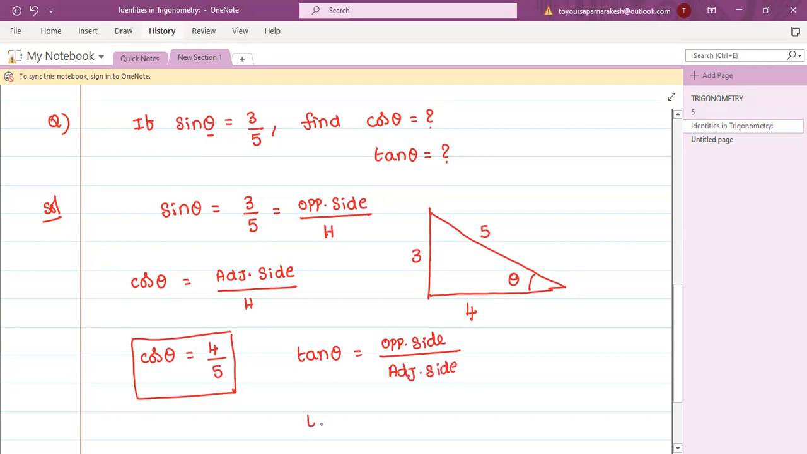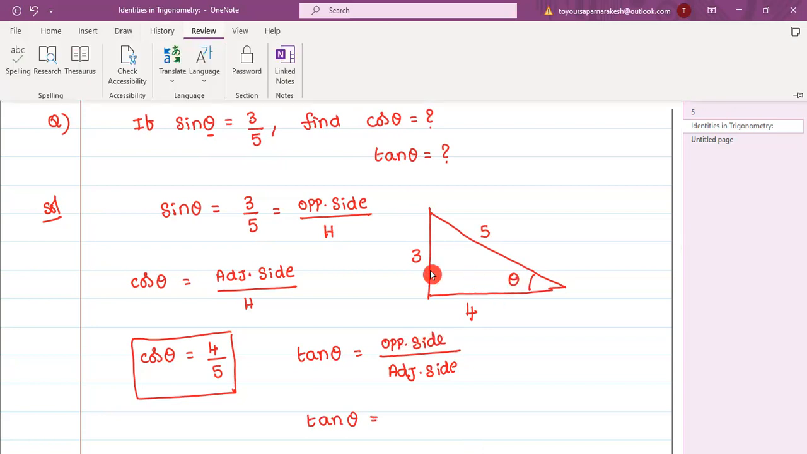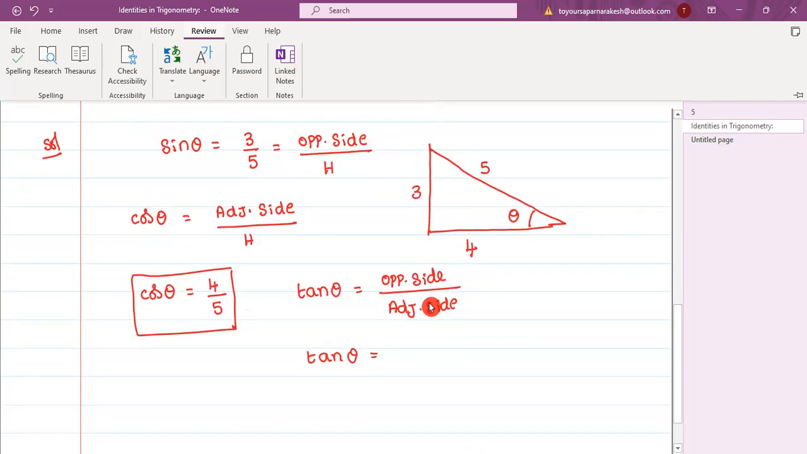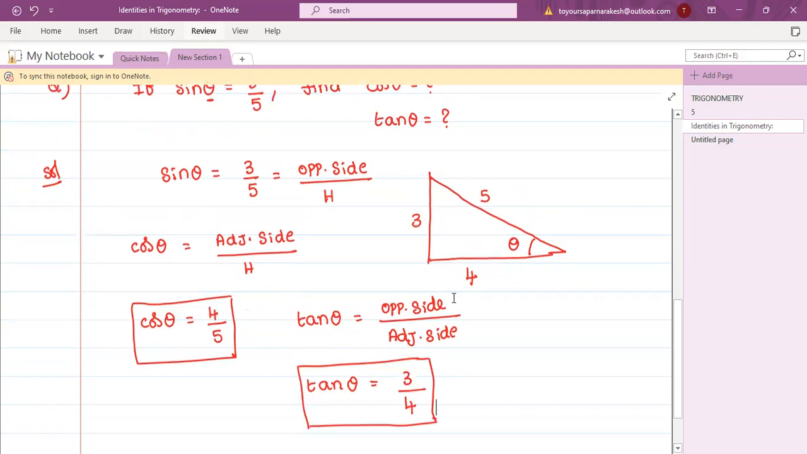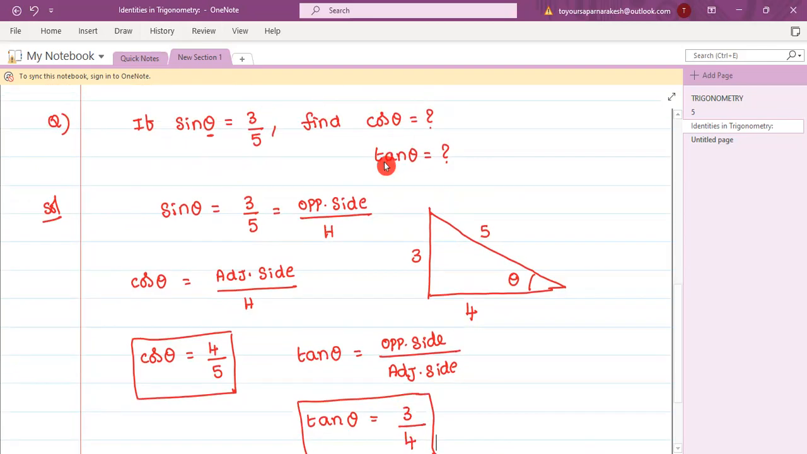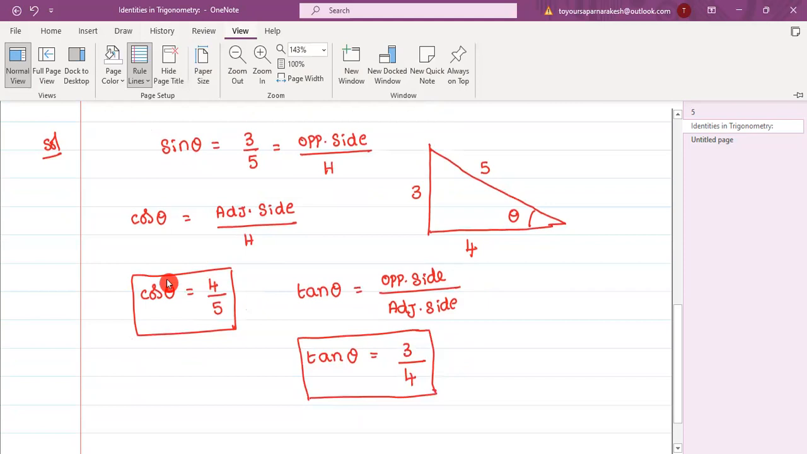Therefore, tan theta is equal to, you see the figure. What is the length of the opposite side? The length of the opposite side is equal to 3, upon the length of the adjacent side, which is equal to 4. So in this question, we have to find cos theta and tan theta. Cos theta we calculated, tan theta also we calculated. Okay, so see the next question.